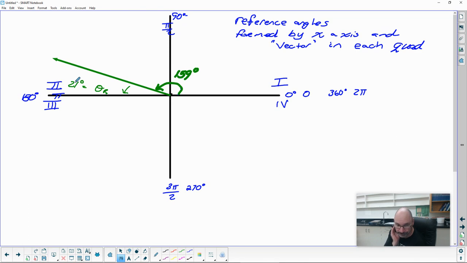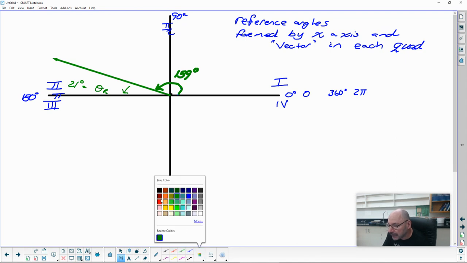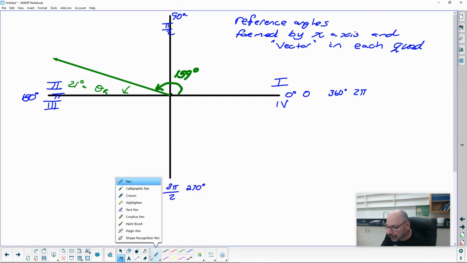Now let's do one in the third quadrant here. Let's say we have, and we'll do it in red, let's take and make a little, sorry, let's make an arrow here. Let's go back to arrows here. Where's my arrow thing?